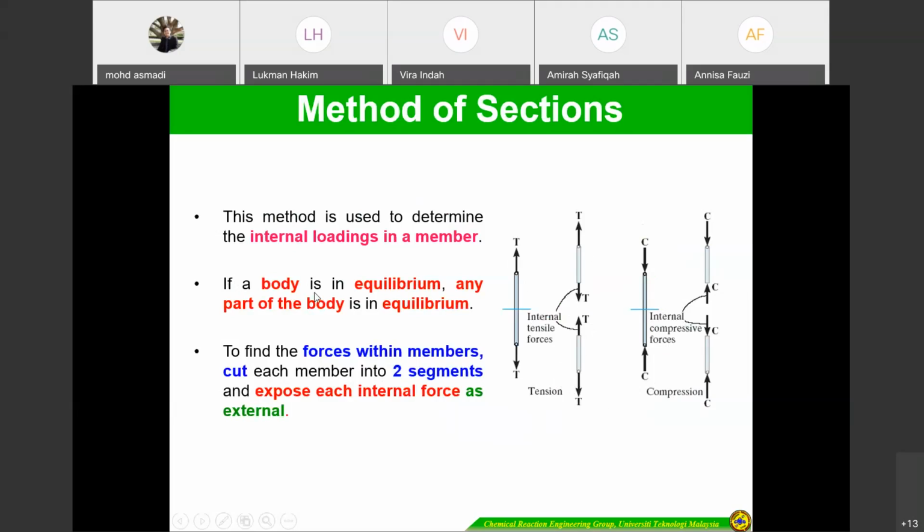If a body is in equilibrium, any part of the body is in equilibrium, so you have to remember that generally we analyze in the equilibrium condition. To find the force within members, cut each member into two segments, just like this one, and expose each internal force as external. So you draw the arrow so that we can see the internal force, just in the opposite direction.